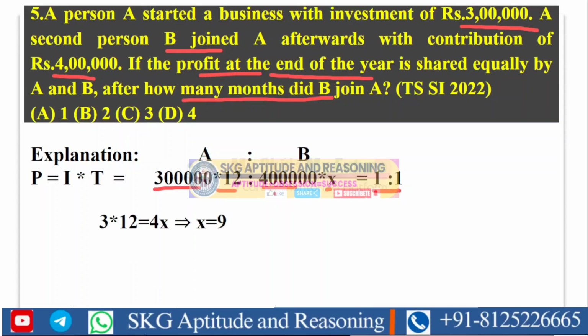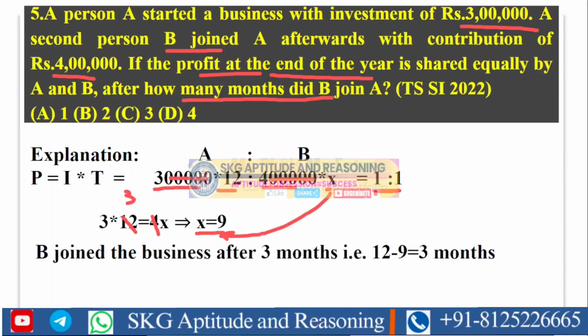And if we arrange this equation here, all the zeros get eliminated, which means 3 into 12 will be equal to 4x. If we simplify that, 4 ones and 4 threes get cancelled. So x will be 9 months, which means B was in the business only for 9 months. The business was run for 1 year, but B was only in the business for 9 months, which means that B joined the business 3 months later.